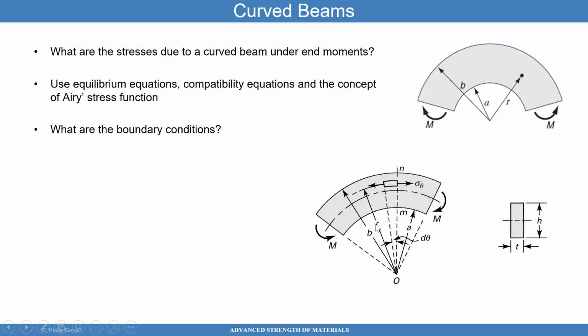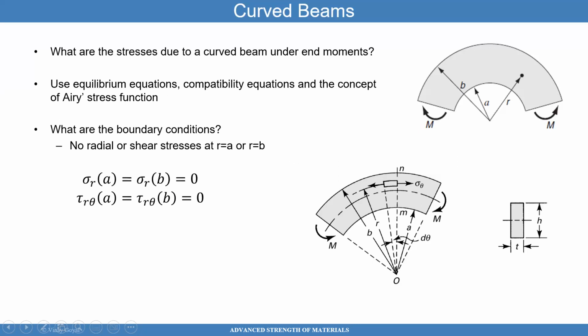The variable R is being used here as a variable, so it can go anywhere between A and B. A is the inner radius and B is the outer radius. So what are the boundary conditions? And it's going to get a little bit busy here, but trust me, I think we can follow it.